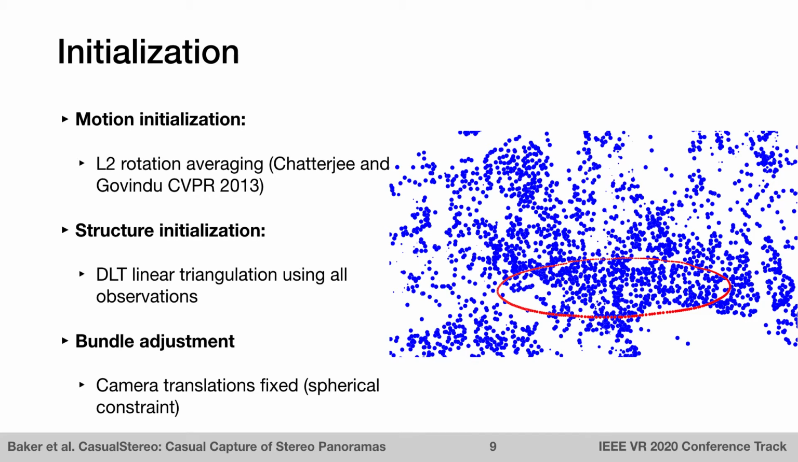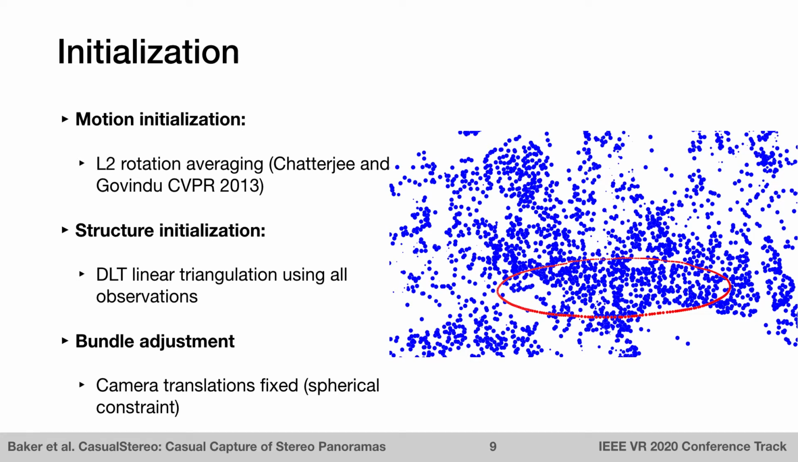So to initialize the camera poses, we integrate the relative rotations that we estimated using L2 rotation averaging, and that provides a pose estimate for every camera at once, so we don't need to do an incremental reconstruction. Then we initialize the 3D point cloud using DLT triangulation with all the available observations. And finally, we perform robust bundle adjustment, keeping the camera translations fixed to maintain the spherical constraint.